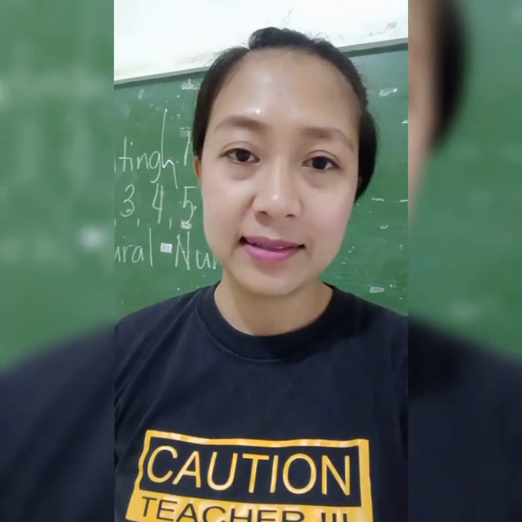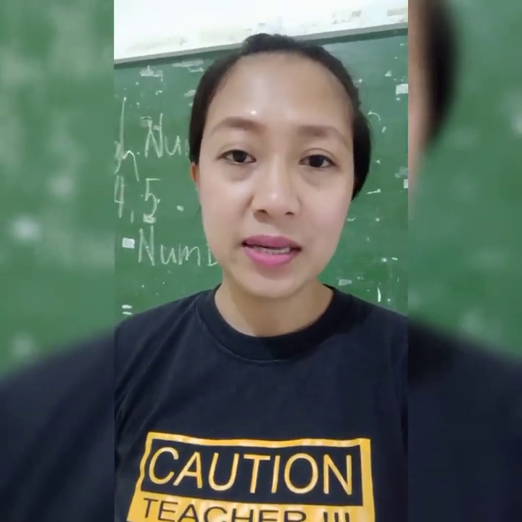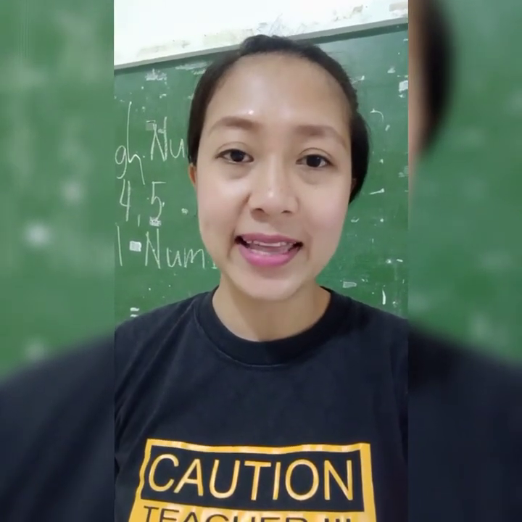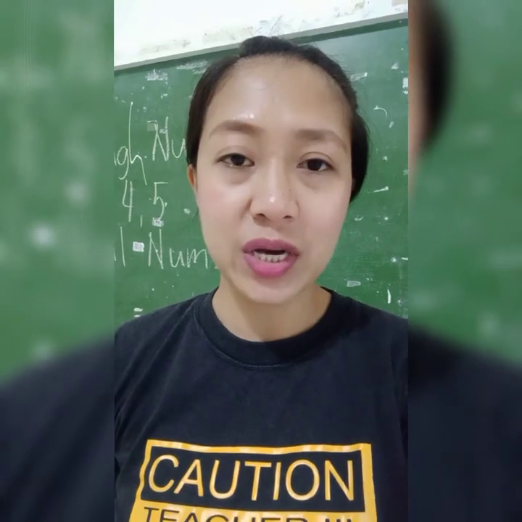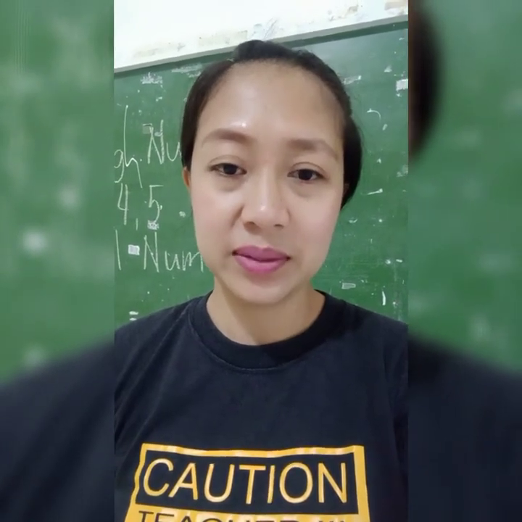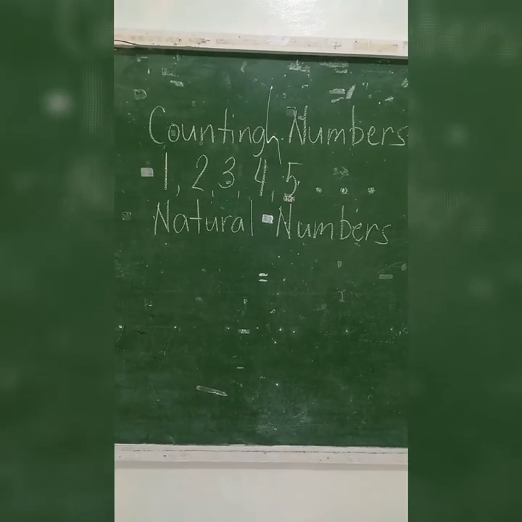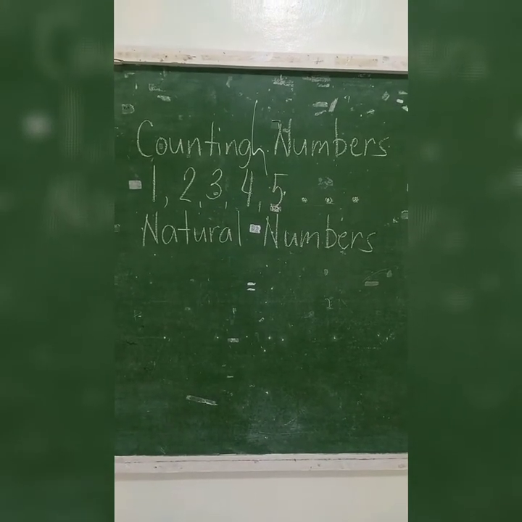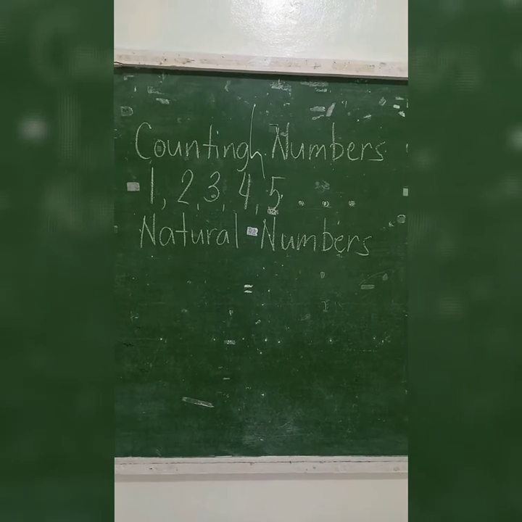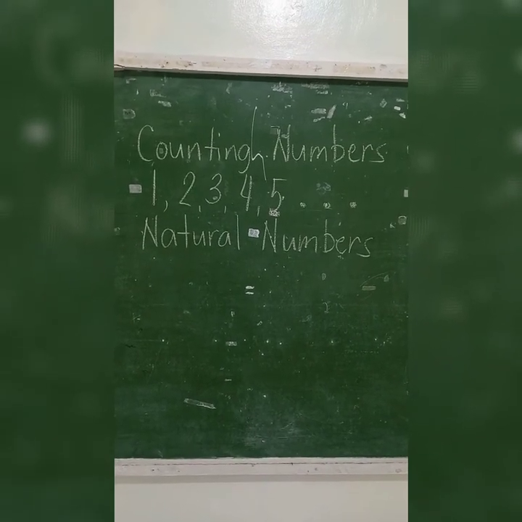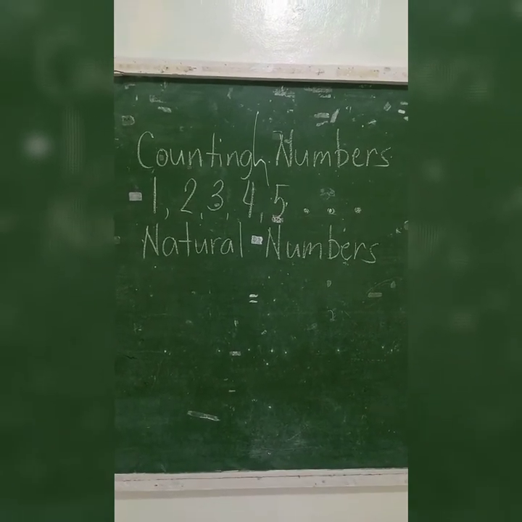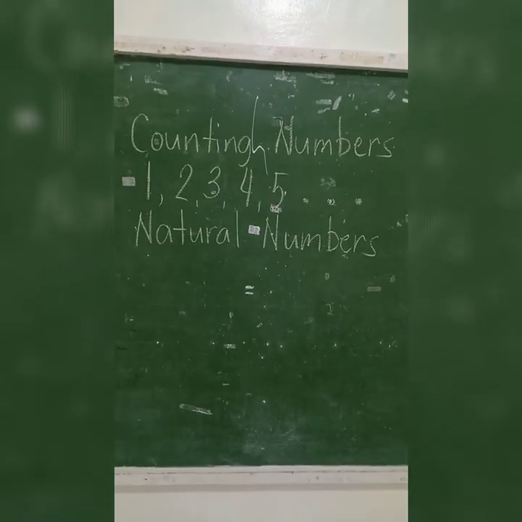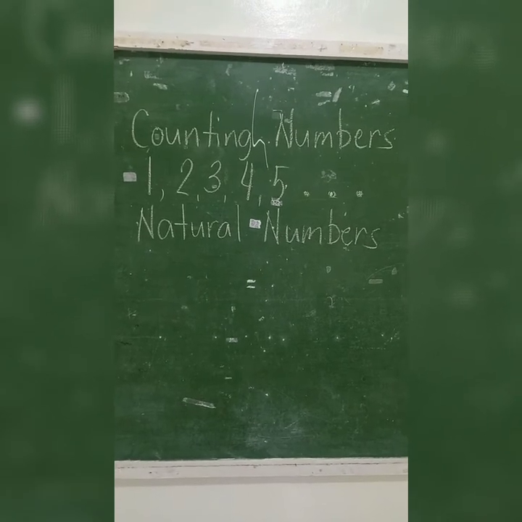We know that algebra uses symbols and numbers that represent words and ideas. Let's start with numbers. Okay, class, you can see numbers written on the board. You can see 1, 2, 3, 4, and the 3 dots. These numbers are called counting numbers. Counting numbers are also called natural numbers.